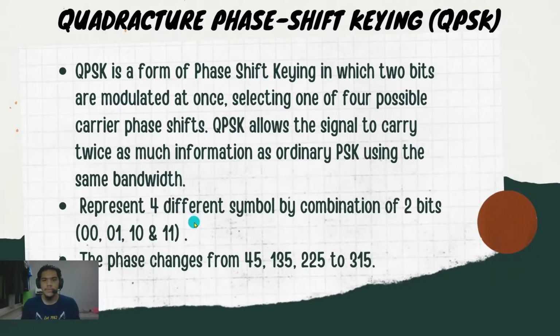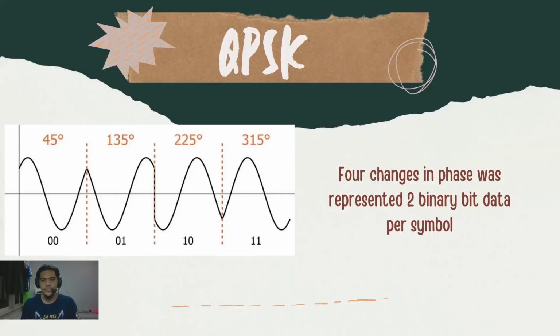Represent four different symbols by combination of two bits, that is 00, 01, 10, and 11. The phase changes from 45 degrees, 135 degrees, 225 degrees to 315 degrees. Each change in phase represents two binary bits of data per symbol. So there are four symbols. This is binary bit data, that is 00, 01, 10, and 11. This is phase per symbol.